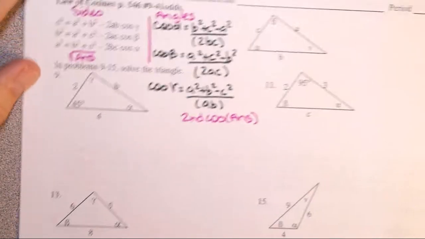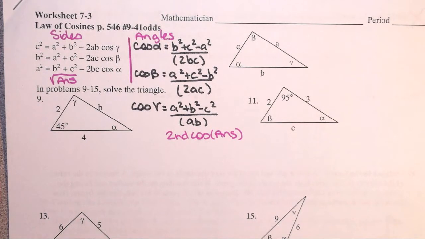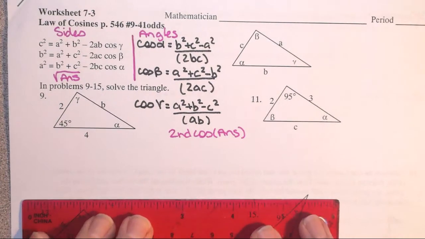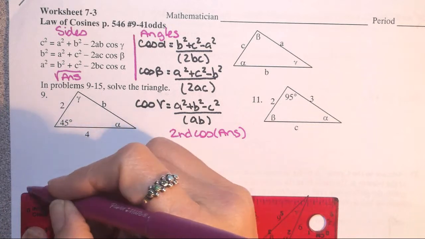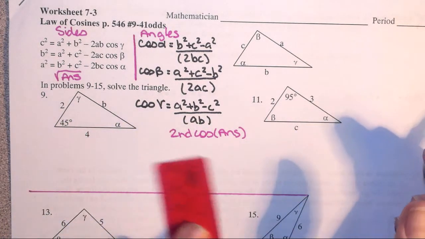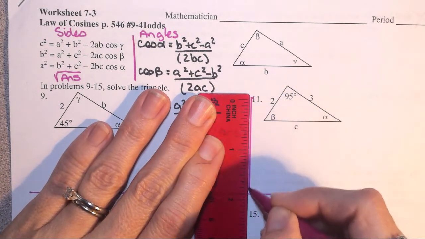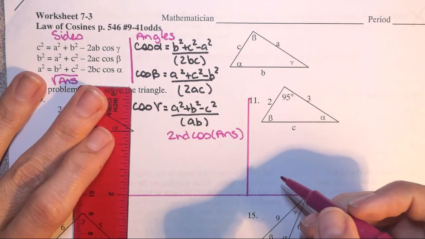So I'm going to do a few problems off the worksheet for you so you have something to look back at as you're studying or trying to complete your homework. So I'm going to divide my paper up a little bit so that it's a little bit neater for me. And the first problem I'm going to start with is number 9. So on number 9, they want me to solve the triangle.